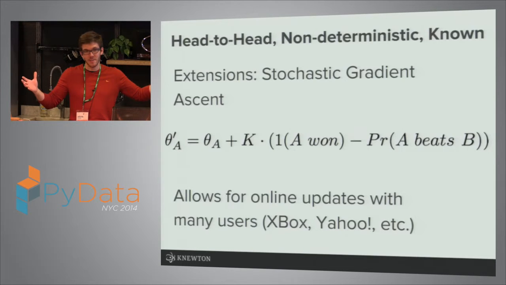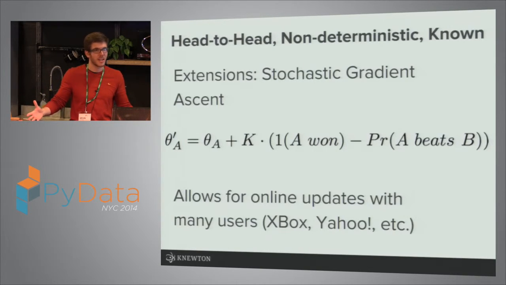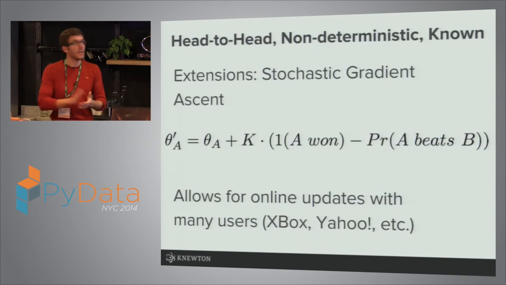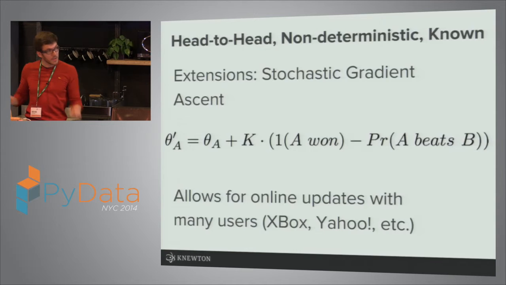So somebody like Xbox, who has millions of users, but doesn't want to actually have to go forth and do a big Hadoop job every night to update the rankings because they don't want to spend the money on it. They can just do this online, and it's close enough. So this is the other great thing about this particular thing for this problem.